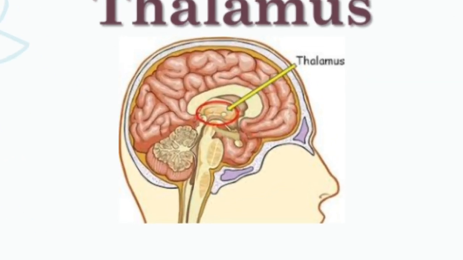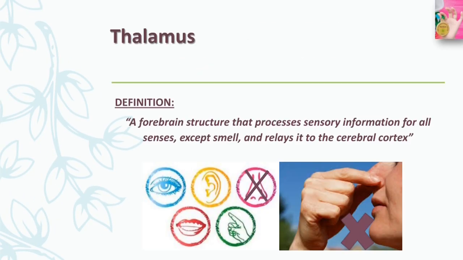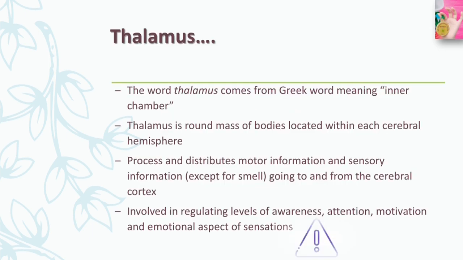As you can see, this part of the brain is known as the thalamus. The definition: a forebrain structure that processes sensory information for all senses except smell and relays it to the cerebral cortex. The word thalamus comes from a Greek word meaning inner chamber, and indeed the thalamus is a round mass of cell bodies located within the cerebral hemisphere, and it processes and distributes motor information and sensory information, except for smell, going to and from the cerebral cortex.